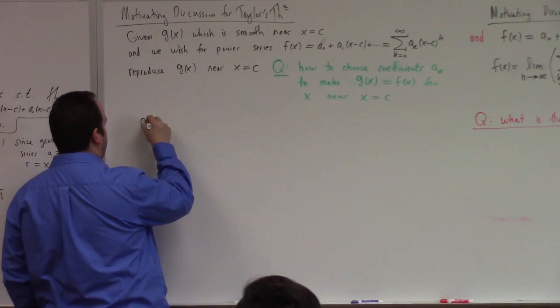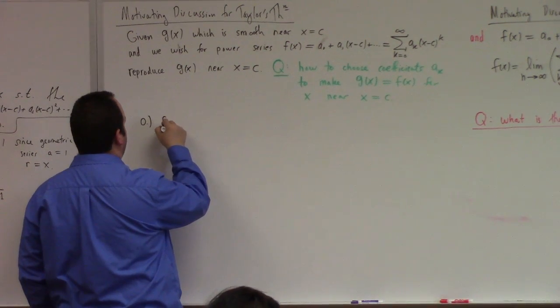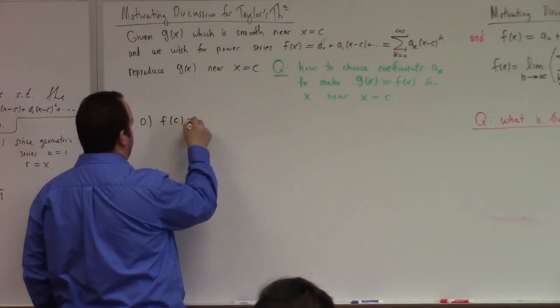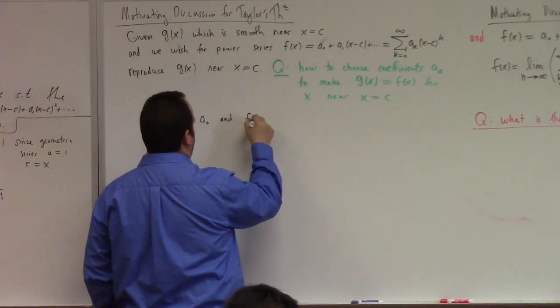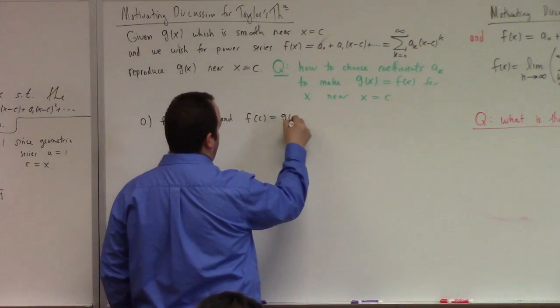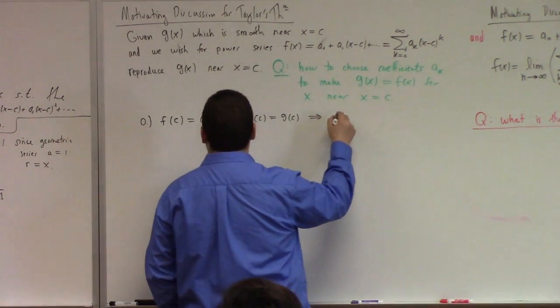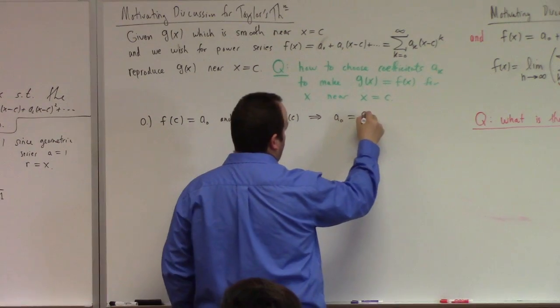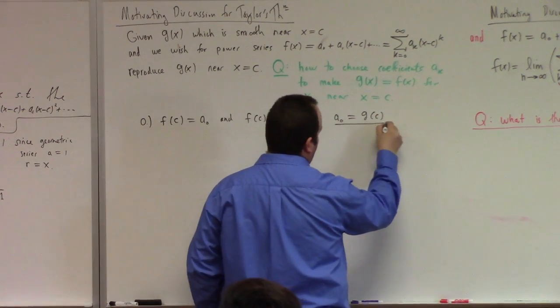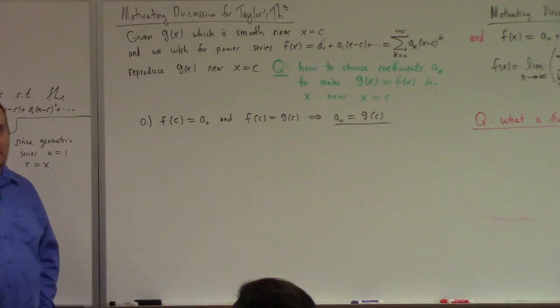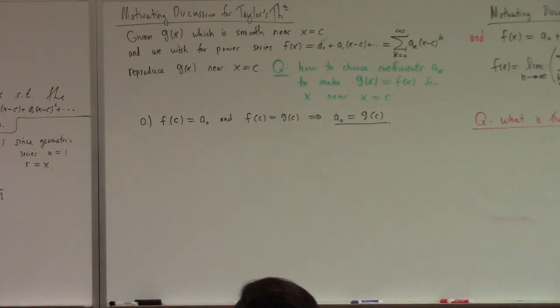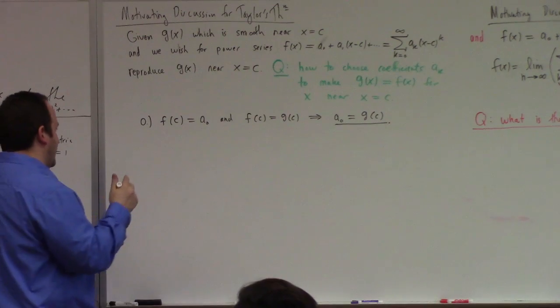Right, so that told us that f of c is equal to a naught, right? And since we want f of c equal to g of c, that implies that I choose a naught equal to g of c. Remember, g is given here, so I'm trying to write a sub naught, a sub 1, a sub 2, and so forth in terms of the data, in terms of the function g. So that's my first, my 0th example.